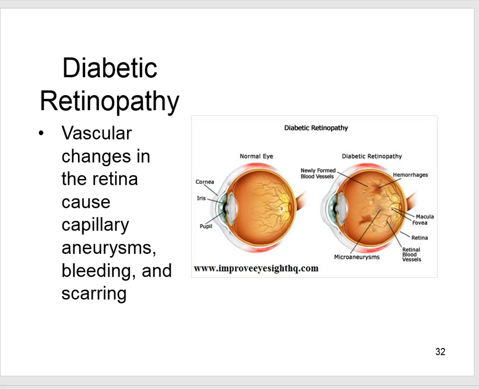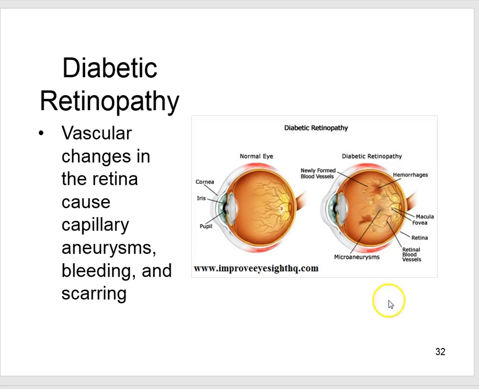Diabetic retinopathy. Vascular changes in the retina cause capillary aneurysms, bleeding, and scarring. Retinal scarring decreases visual acuity and may eventually lead to blindness. This is a complication of diabetes that results from damage to the blood vessels of the retina. 45% of people with diabetes, either 1 or 2, in the United States have some degree of diabetic retinopathy. With hyperglycemia, the natural lens of the eye may swell, which causes blurred vision. Eventually, this increased blood sugar can damage retinal capillaries.